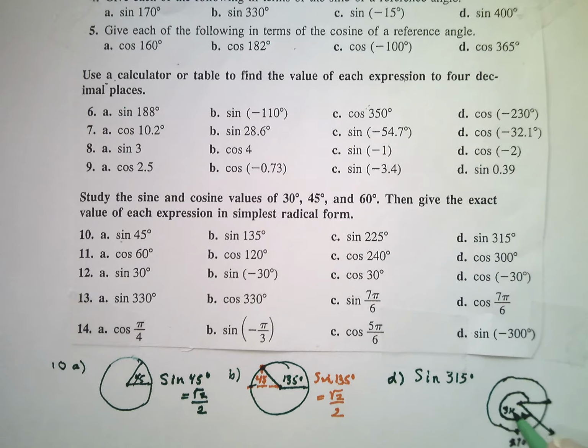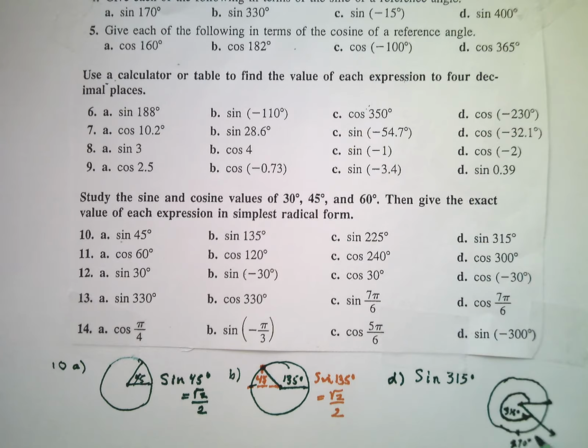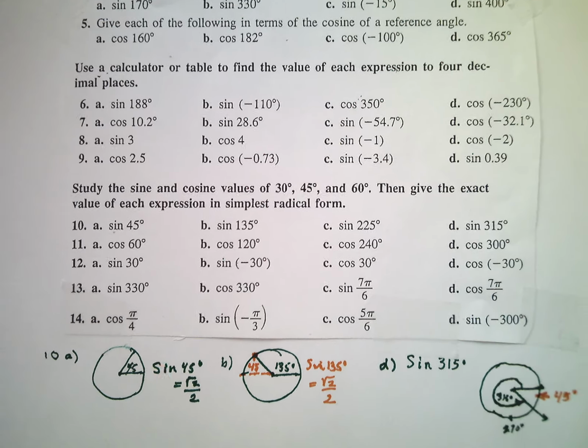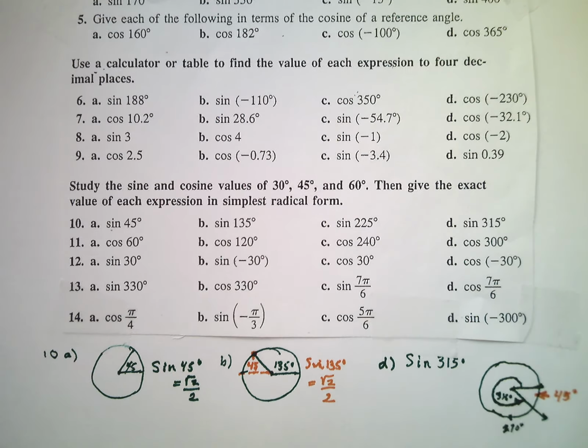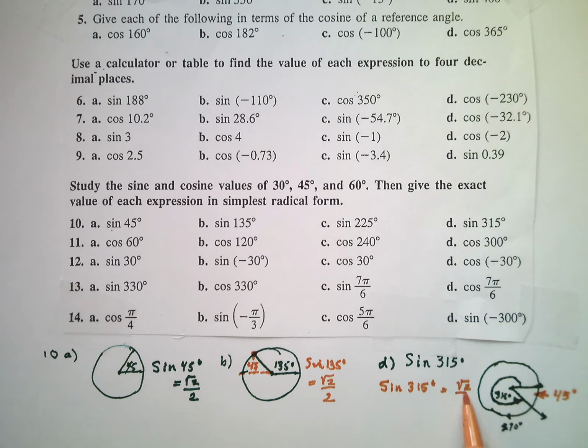315 would have to be 45 more than 270. Or you could say 315 is 45 degrees less than 360. So our reference angle is 45 degrees. You might have guessed that since they started with a 45. The sine value for 315 is going to equal the square root of 2 over 2, because that's the sine value for the reference angle.